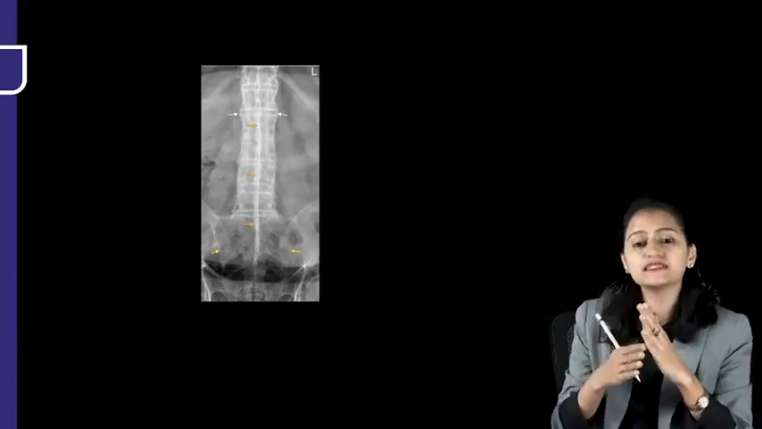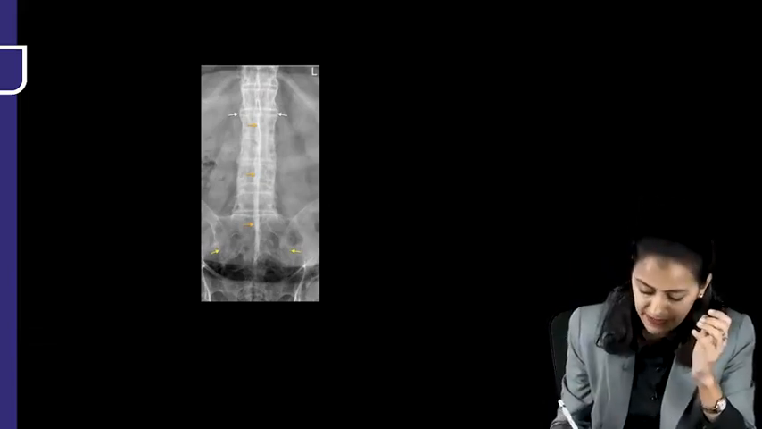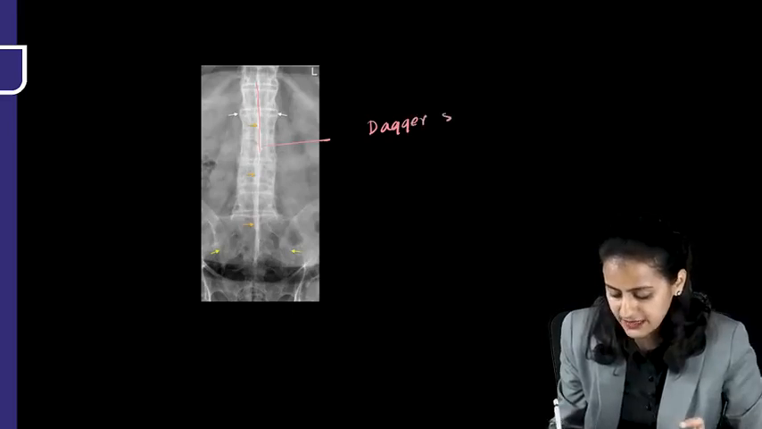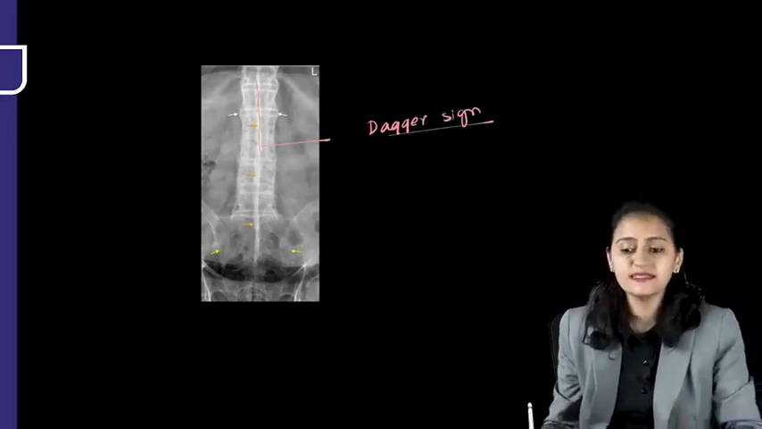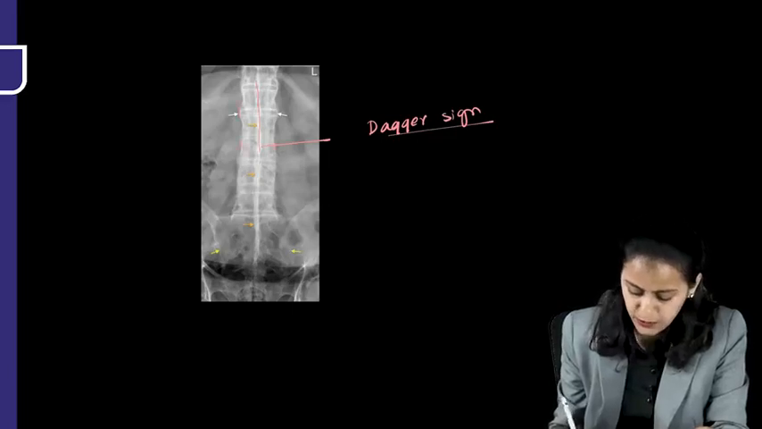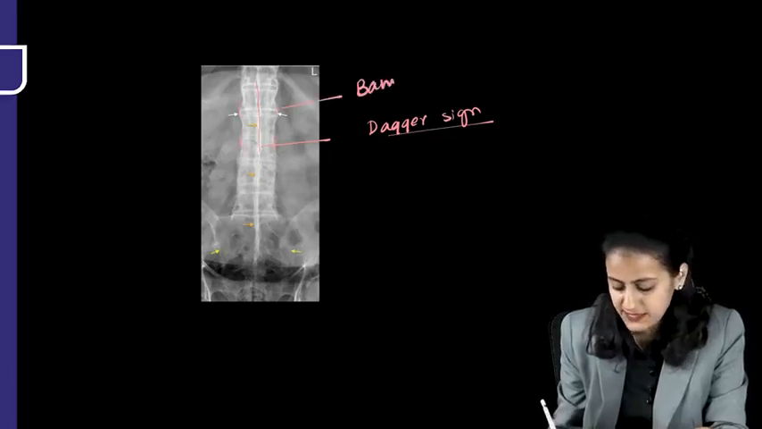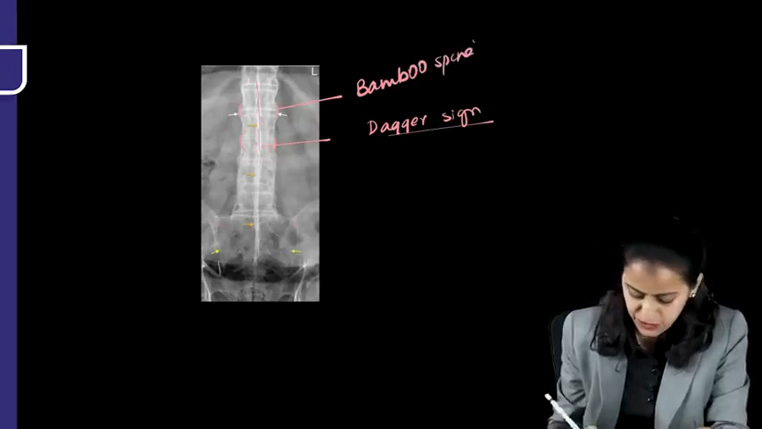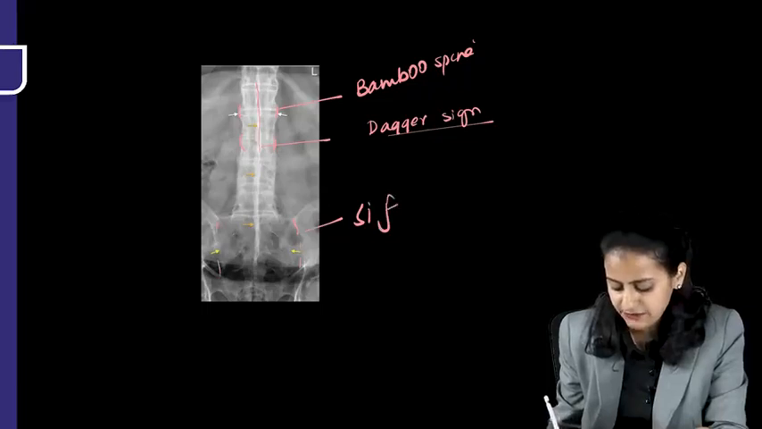The fusion in the interspinous ligament that can appear as a white line in the midline, this is called the dagger sign. So we have the dagger sign along with the fusion of the vertebra by the syndesmophytes. This is called bamboo spine. And what do we see here? The fusion of the sacroiliac joints, SI fusion.